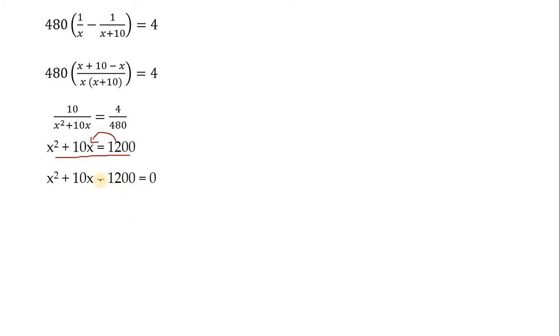Now we have to factorize this. Multiply x square and minus 1200, so we'll get minus 1200 x square. Now we have to write factors for this. How do you write factors? If we add or subtract, we have to get 10 in the middle. For that I can write 40 and 30. So let it be plus 40 and let it be minus 30.